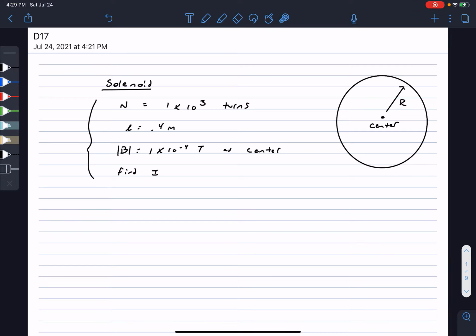Problem number 59. We're given a solenoid with a large number of turns, 1,000 turns over an overall length of 0.4 meters. We're told that the magnitude of the B field is 1 times 10 to the negative 4 Tesla at the center. And then we're asked to find the current.